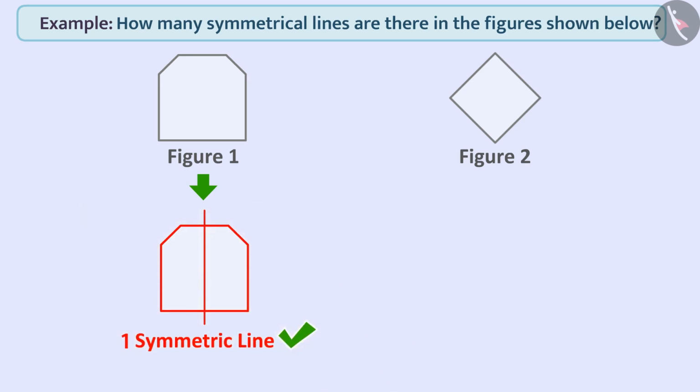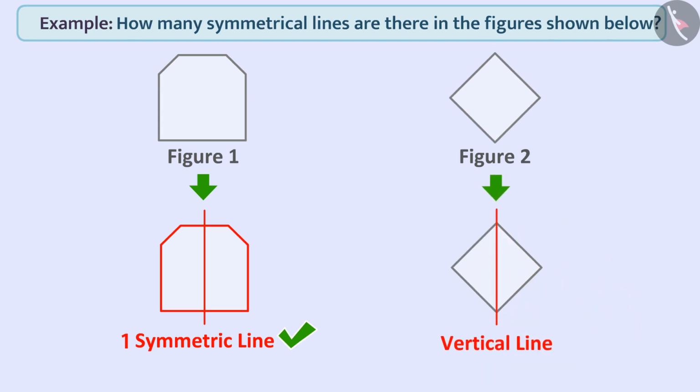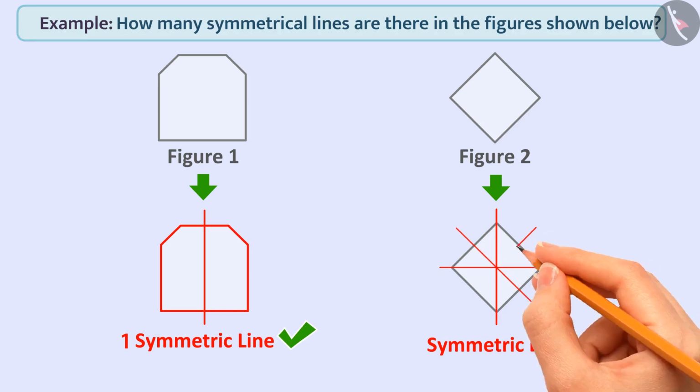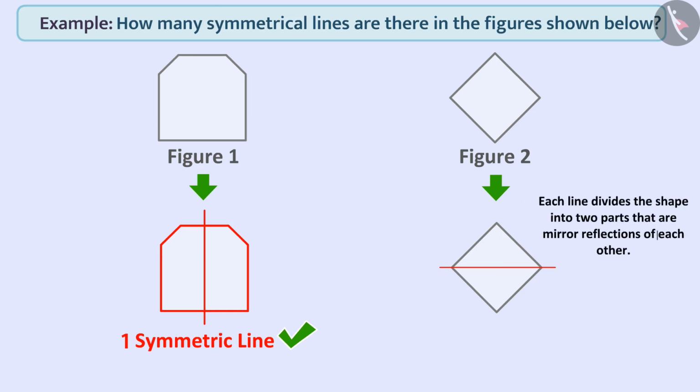Now, let's talk about figure 2. In figure 2, we will draw a vertical line going from the center. The vertical line divides the shape into two parts that are mirror reflections of each other. That is, the vertical line is a symmetric line. Similarly, we can draw one horizontal line going through the middle of the figure and two oblique lines going through the two diagonals of the shape in this way. Each of these lines divides the figure into two parts that are mirror reflections of each other. That is, all these are also symmetrical lines.